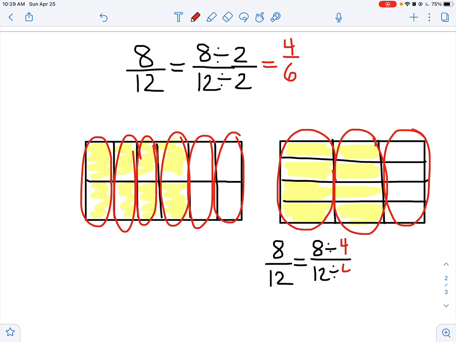So this time I decided to divide by 4 because that's what my visual representation kind of lent me to think about. And what does that equal? 8 divided by 4 is 2. 12 divided by 4 is 3, so I get 2/3. Well, that's okay. 4/6 is equal to 2/3, which is also equal to 8/12. What was different was just what we divided by. The key piece here, guys, is to just look at your numerator and your denominator and think about what number can both of my numerator and my denominator be divided by.